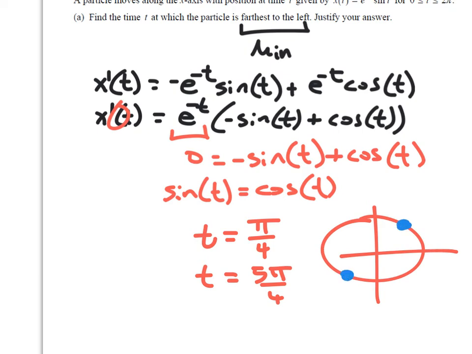You might be tricked into thinking in the second and the fourth quadrant, but the cosine is negative while the sine is positive, so they're not equal. Okay, so we've got these critical values here, and then we also want to test those endpoints at 0 and 2 pi.